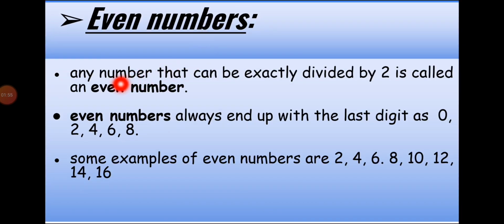Even numbers. Any number that can be exactly divided by 2 is called an even number. Even numbers always end with the last digit as 0, 2, 4, 6, 8. Some examples of even numbers are 2, 4, 6, 8, 10, 12, 14, 16. So, even numbers are always the multiples of 2. And when we have to check if the number is even, we can check the one space. The number always ends on 0, 2, 4, 6, 8.